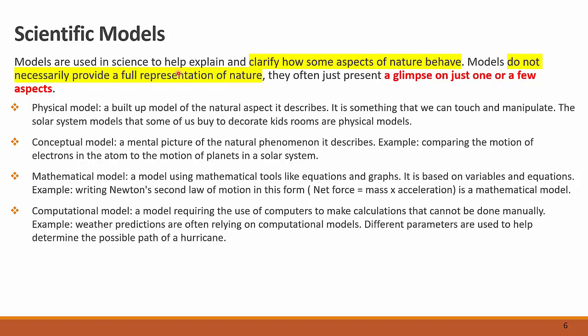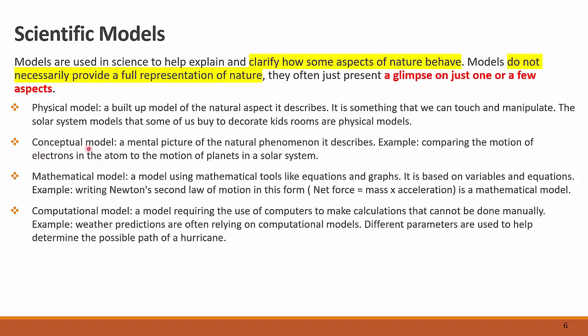Okay, now we talk of four different types of models here. A physical model is a built-up model. It means it is something that you can touch, you can manipulate. For example, think of the solar system models that we buy to decorate kids' rooms, or a model of the Earth. These are physical models.